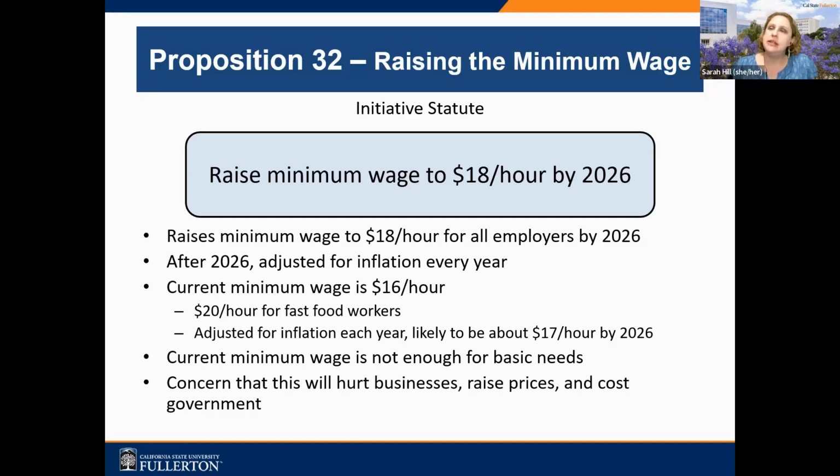The arguments around this are pretty straightforward in terms of the normal arguments around minimum wage, that in California, if someone is working a minimum wage job, that is not enough to meet basic needs. And then the flip side is the concern that if we increase the minimum wage, it will hurt businesses, prices will go up, and it will also cost government because government has to pay people the minimum wage.